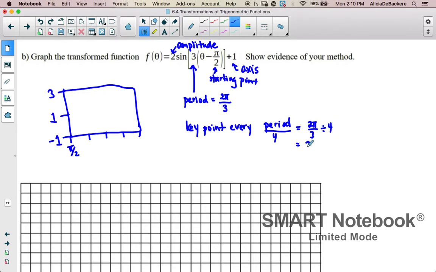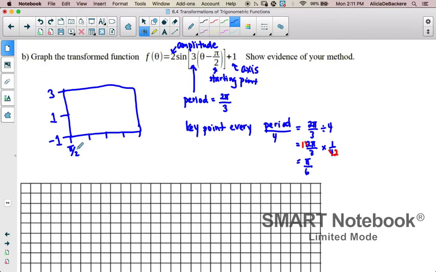Well, dividing by 4, that's the same as multiplying by the reciprocal, 1/4. And then I can cancel 2, because it's all multiplication, I can cancel. So 2 over 4 is the same as 1/2. So I end up with 1 pi times 1 in the numerator. That's just pi. And in the denominator, 3 times 2, that's just 6. So it tells me that I'm going to have a key point every pi by 6 across the bottom here.